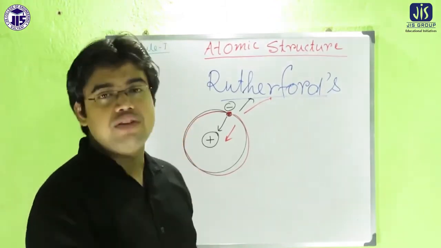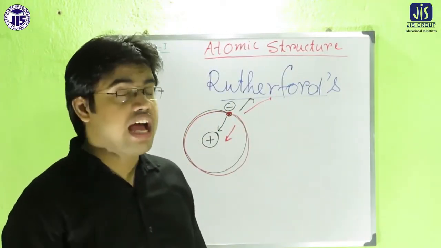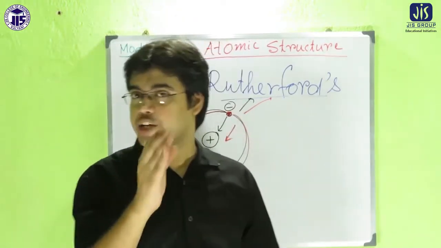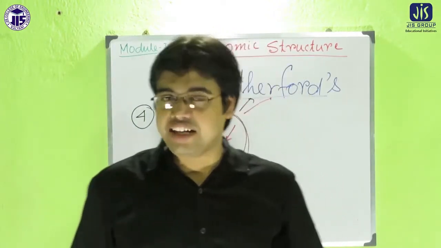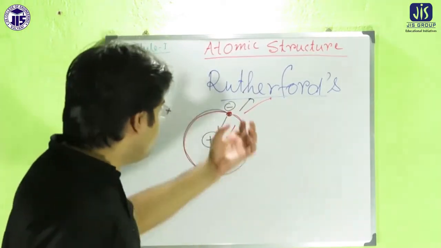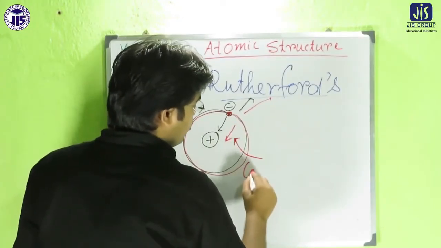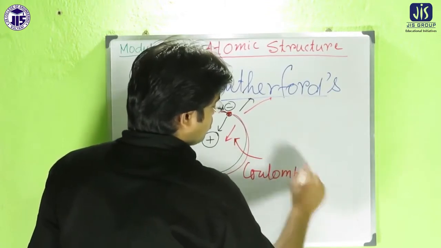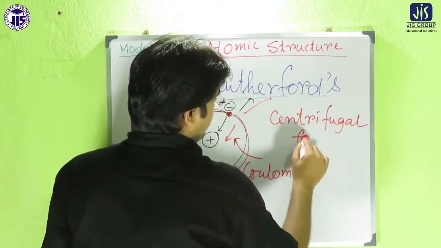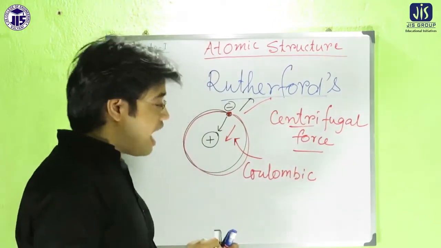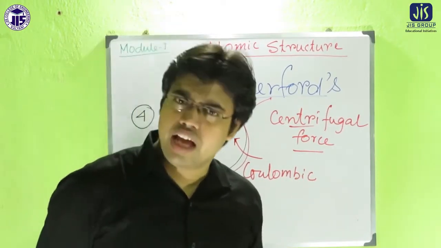Third postulate, electrons revolve around the nucleus, and those electrons are negatively charged, and that's why the total amount of negative charge and the positive charge in the nucleus are equal, and that's why we get a neutral atom. And the fourth one, the most important one, is regarding the stability of the atom. For the stability of the atom, Rutherford told that the inward Coulombic attraction force and the outward centrifugal force act in opposite directions, and that's why we get a stable atom. So these are all the postulates of Rutherford's model.